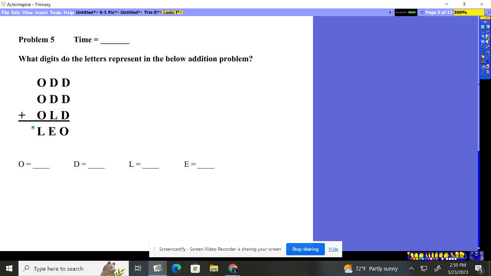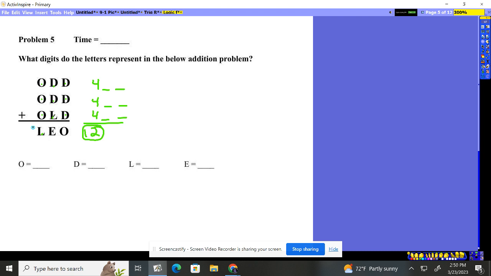Problem 5. What digits do the letters represent in the below addition problem? So we know this D, this D, this D, this D, this D, they all have to be the same digit. Okay, they all got to be like a 5 or a 6 or a 1 or a 2. The biggest key here is notice that O plus O plus O adds up to L. Now, L is a digit. That means O can't be a 4, can it? Because if you have 400 something plus 400 something plus 400 something, that's going to be 1200 something. This is a single digit. It's the same as the L right there.